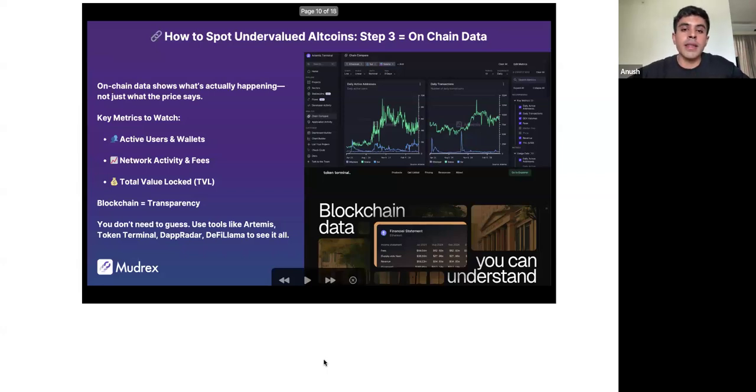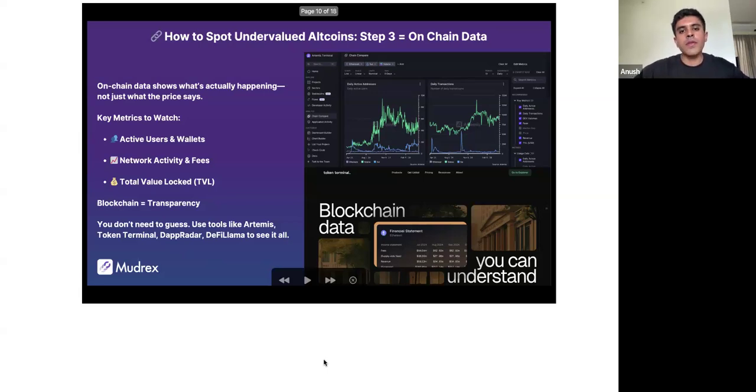That's a huge sign that the market might be overlooking the project. And that's where you find undervalued projects, undervalued altcoins. Because eventually, and more often than not, the market catches up. And when it does, the price tends to reflect that growing adoption. This mismatch between rising activity and lagging price is one of the strongest signals that something might be undervalued, right?